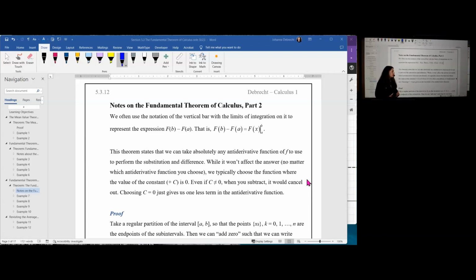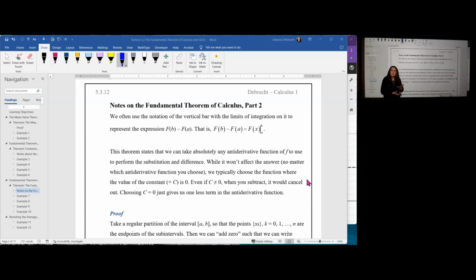and the independent axis. Now, when we're doing this, it won't affect the answer no matter which antiderivative function you take. This sometimes confuses students since they know the antiderivatives are only good up to a constant. They all have a plus c.